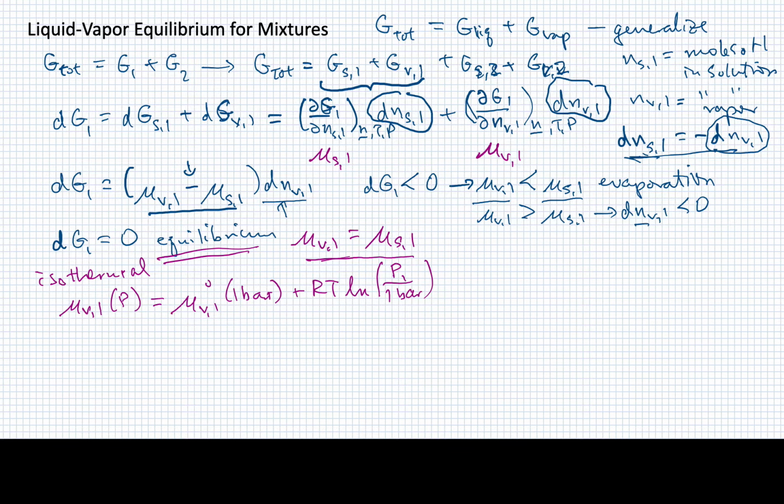Okay, and if I'm talking about the solution, because of this relationship, I know this must be equal to the chemical potential of the solution for component 1. That's interesting. The condition of equilibrium always allows us to relate these to one another. So notice that we're relating the chemical potential of the solution to a reference state for the vapor, plus a term that depends on the pressure of that particular component.